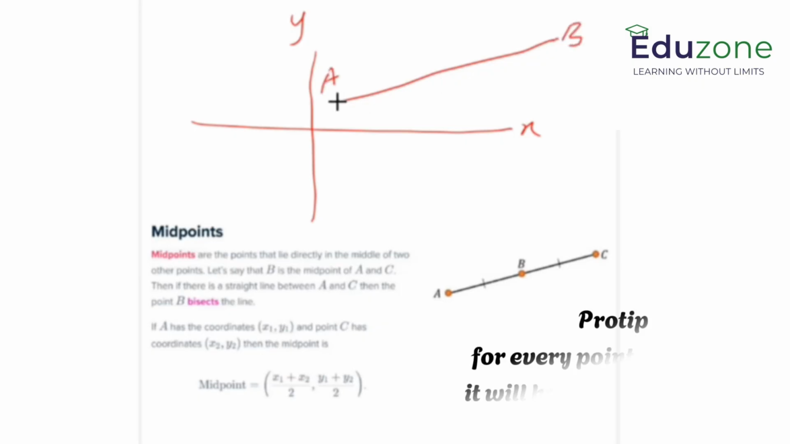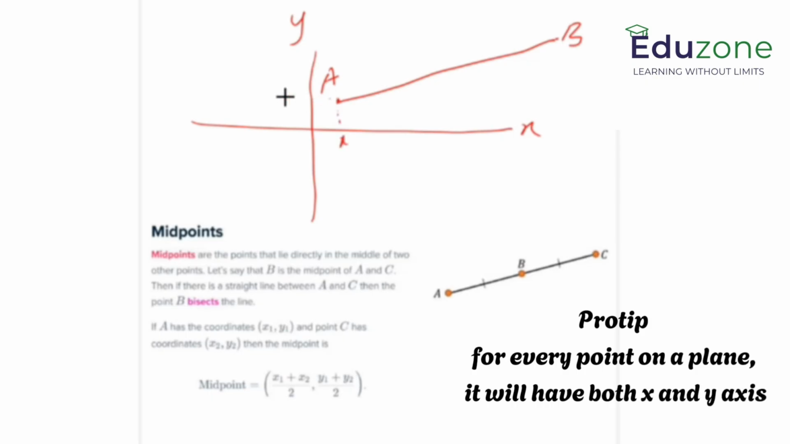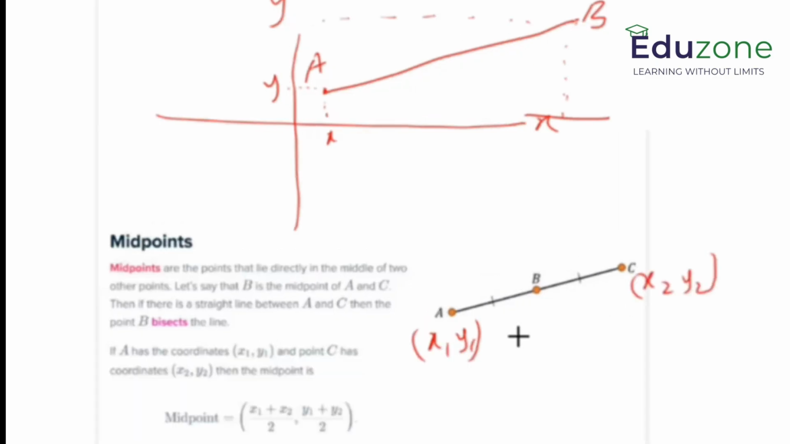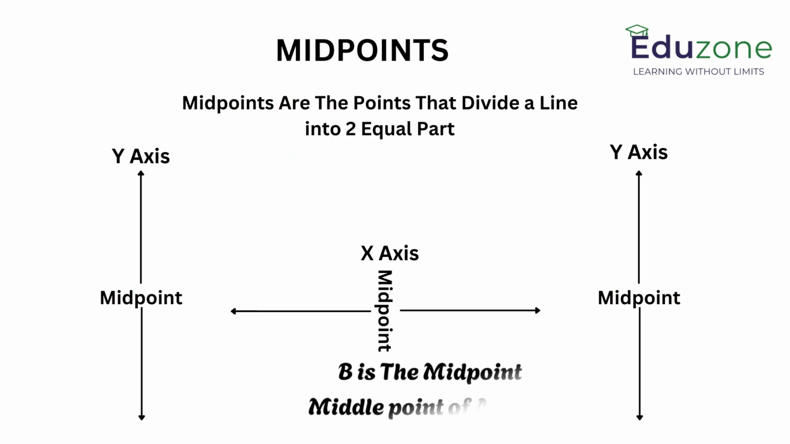So for every point on a plane, it will have both the x-axis and the y-axis. For this also, it will have both the x-axis, we trace it down, and the y-axis. So for A here, it could have, let me say, x1, y1 for the first coordinate, and the C here could have x2, y2 as the second coordinate. So what we are talking about with midpoint is the middle of A and C. That means see point B here is the midpoint of A and C. That means it's a point that lies in the middle of A and C. Or we can say it's a point that divides A and C into 2 equal parts.